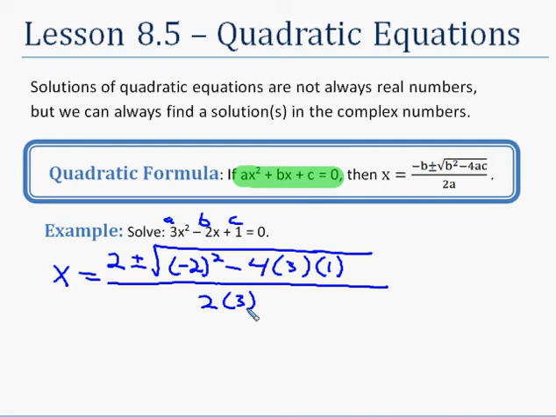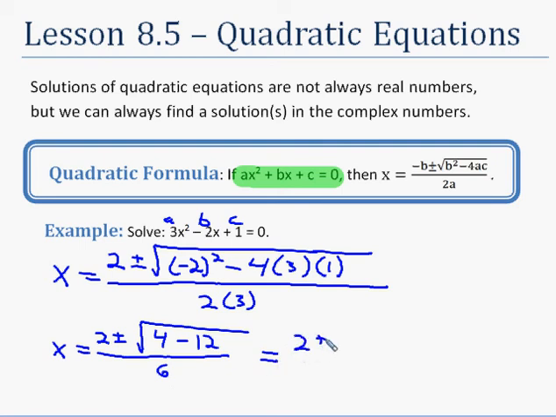So x equals 2 plus or minus the square root of 2 squared, which is 4, minus 12, all over 6. Continue to simplify: 2 plus or minus, and we see here that we get 4 minus 12, which is negative 8, over 6.